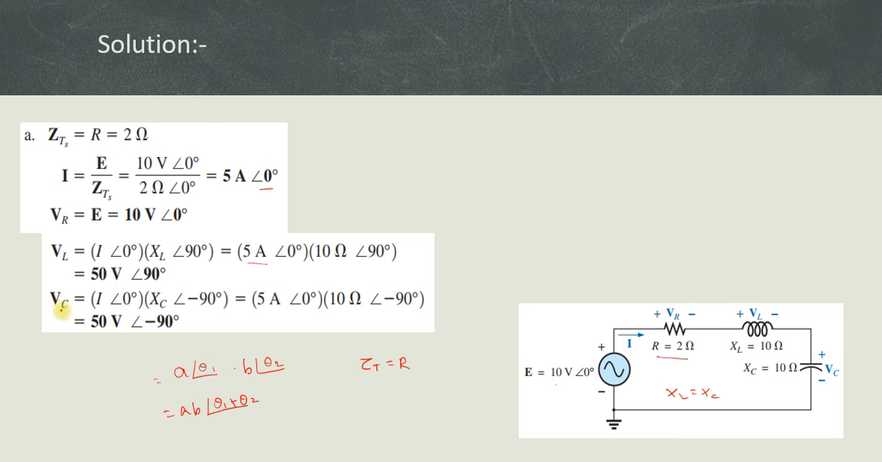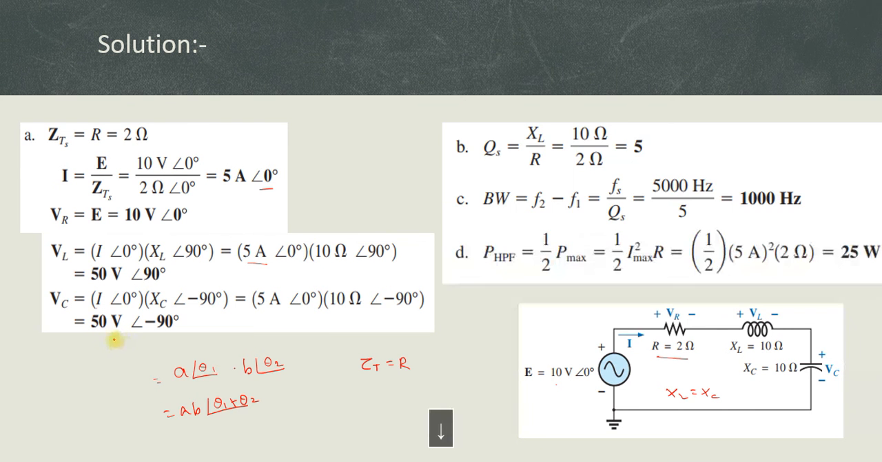And similarly, to find out the voltage across the capacitance, VC equals I at an angle of 0 into XC at an angle of minus 90 degree. You substitute the value of current I and XC, the resultant value is 50 volt at an angle of minus 90 degree. So next I want to find out the quality factor. Quality factor equals, we know the formula, omega L divided by R, otherwise XL divided by R. XL value is 10 ohm and R is 2 ohm, so that the quality factor is 5.